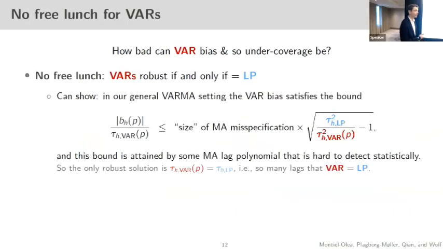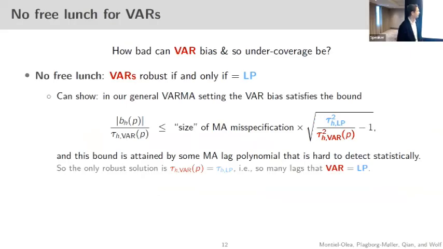I'm going to return to the general VARMA(p, 0, ∞) setting from before. And it turns out even though that's a quite general setting, you get a very, very sharp answer on what the VAR bias is going to be. Particularly, you can prove that this scaled bias is going to be bounded above by a very simple function. That's just a function of the square root of the ratio of the LP and VAR standard errors minus 1, times the size of this MA misspecification lag polynomial you're allowing for.